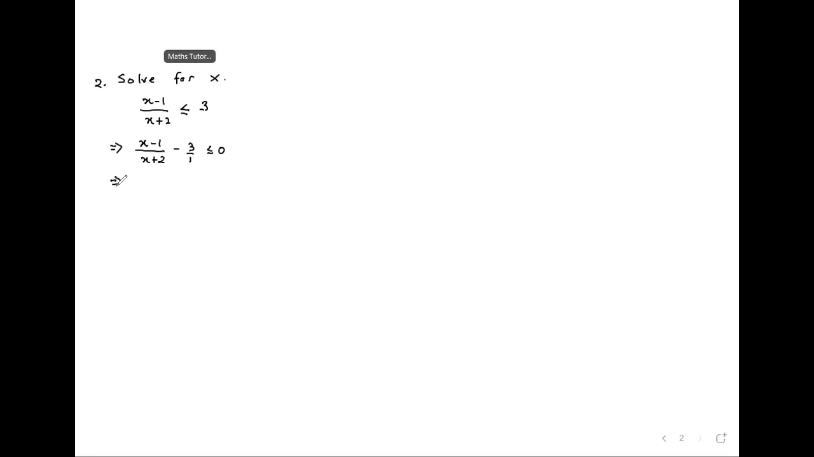So that here, the common denominator will be x plus 2, and then x minus 1 minus 3, x plus 2 less or equal to 0, giving us x minus 1 minus 3x minus 6 over x plus 2 less or equal to 0, giving us minus 2x minus 7 over x plus 2 less or equal to 0. Now that we have a fraction of a variable up and a variable down, we get the critical values.